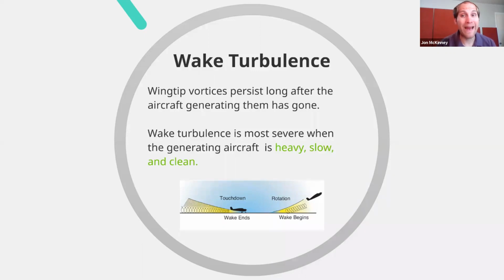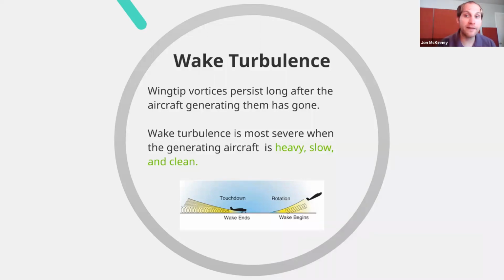So wake turbulence, wingtip vortices, these are elements of induced drag. This is the turbulent air that is left behind after a very large aircraft flies in that area. It is going to be the strongest when that aircraft creates the most amount of lift. So you think about that as maybe a takeoff when the aircraft is slow, at a high angle of attack, at a high power setting.